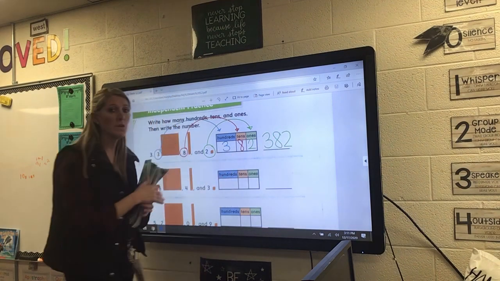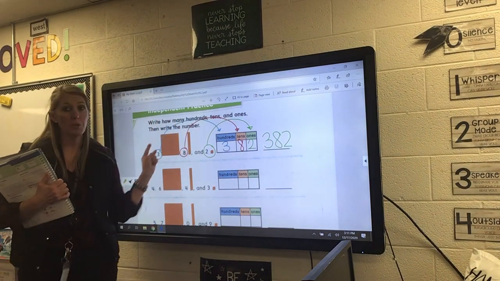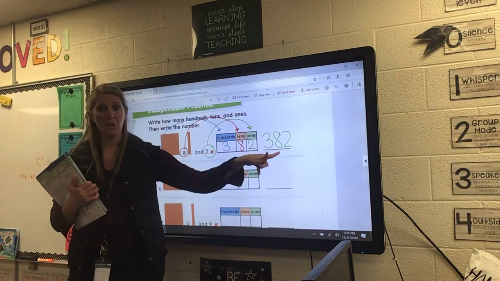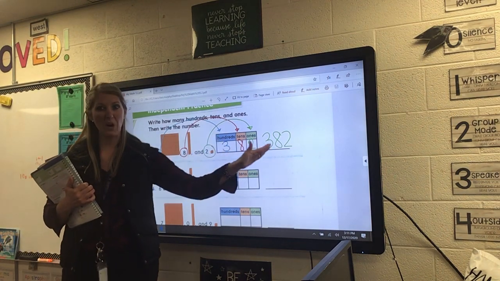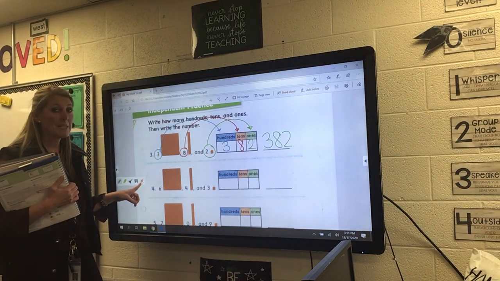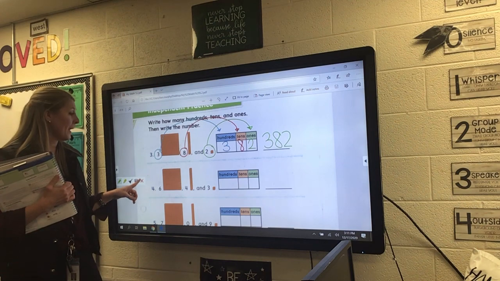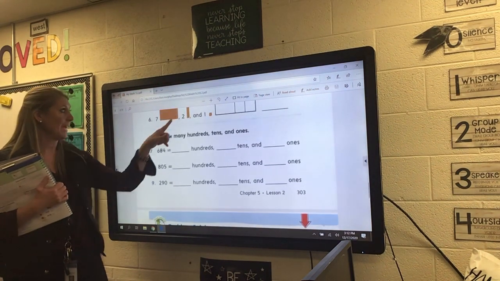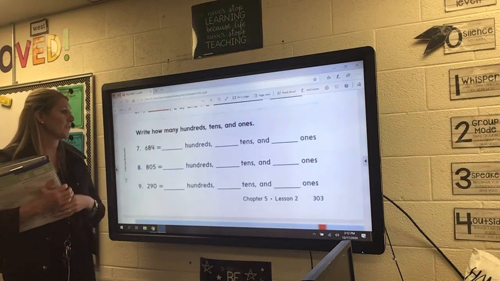382. If you need to draw the arrows to help you, please do that. And then whatever is in place value house goes right there on the line. And then please practice reading that number. Pause the video if you need to catch up. And then I'm going to show you number 7, 8, and 9. I'm only going to do number 7 with you.